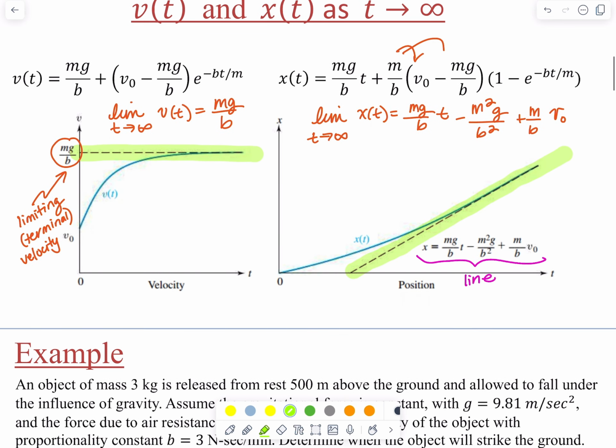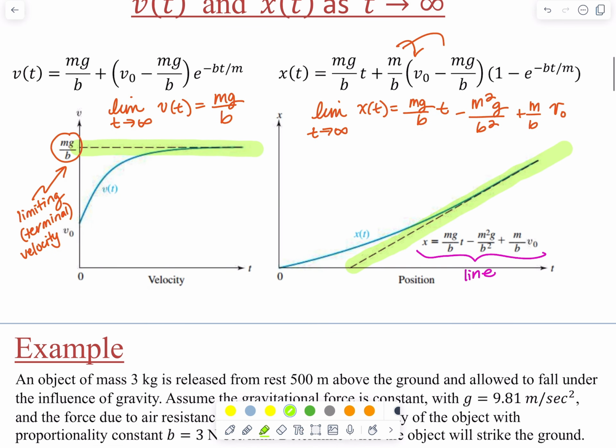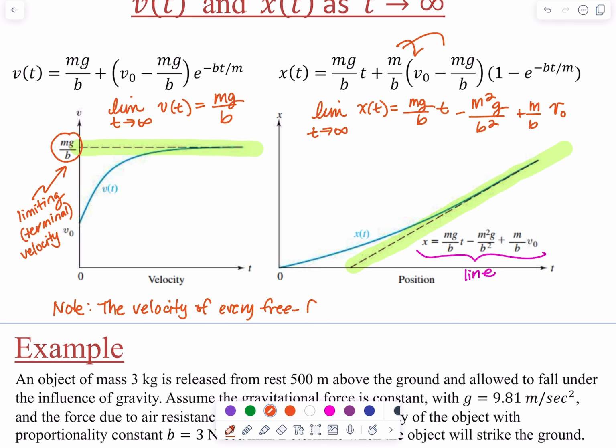Okay, and so we can see here that this is the line that x of t approaches as t approaches infinity. I do want to make a note that the velocity of every free-falling body approaches the limiting velocity.